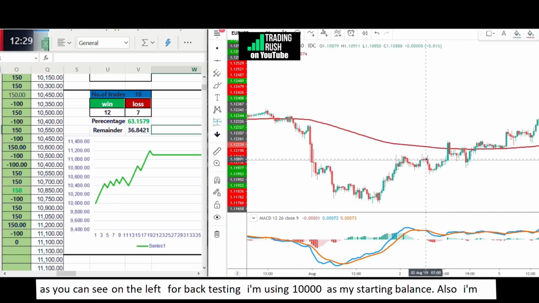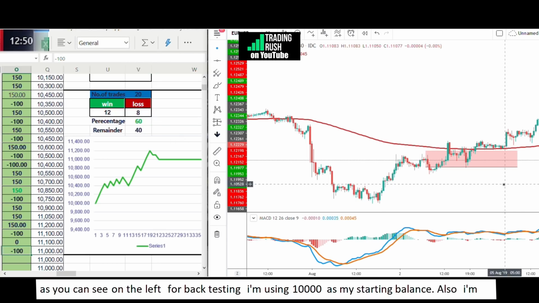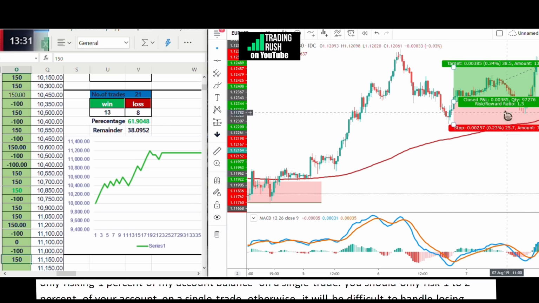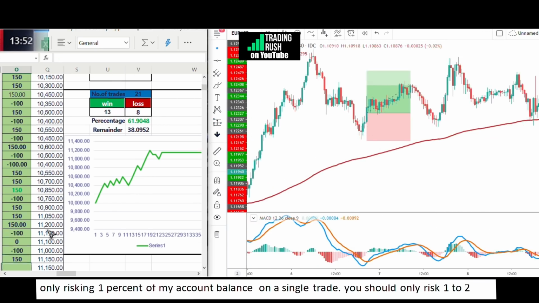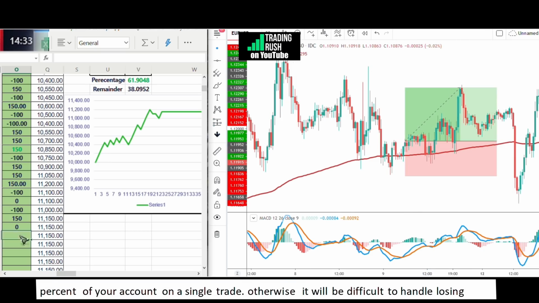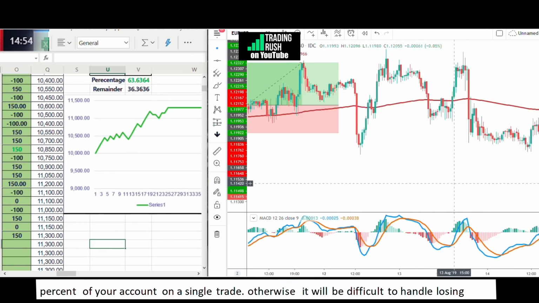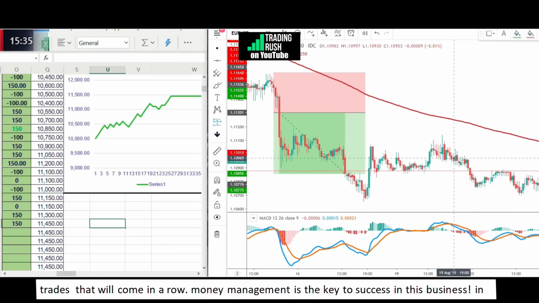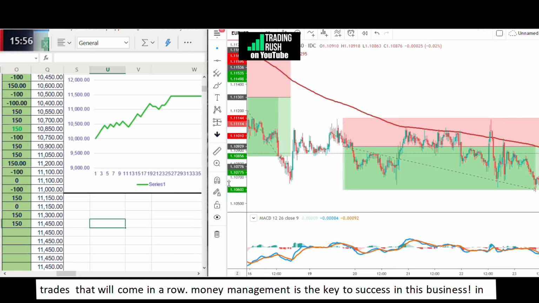As you can see on the left, for backtesting, I'm using 10,000 as my starting balance. Also, I'm only risking 1% of my account balance on a single trade. You should only risk 1 to 2% of your account on a single trade. Otherwise, it will be difficult to handle losing trades that will come in a row. Money management is the key to success in this business.